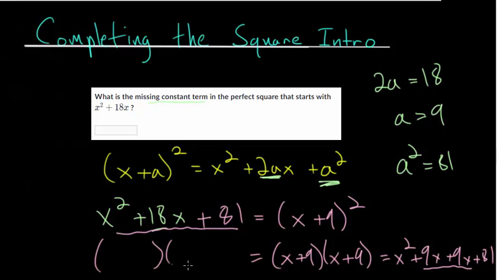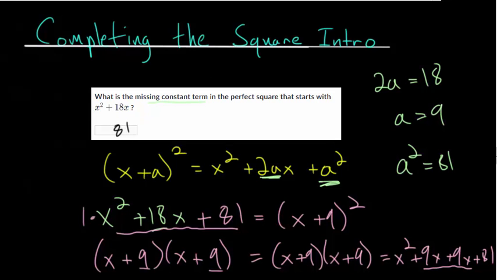And you could also think about it from this left-hand side and factor it. So we know it's a product of two binomials. We know that since the coefficient on x squared is 1, this would have to be x and x, so we just have to figure out these missing numbers here. And we know they multiply to 81 and they add to 18. So the only two numbers that work for that would be plus 9 and plus 9. So either way you want to think about it, you can prove that this is in fact true. So the missing constant term in the perfect square is the 81.